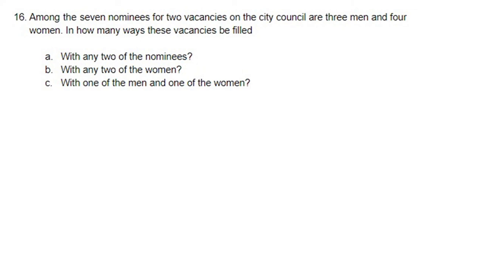Among the 7 nominees for 2 vacancies of the city councilor, 3 are men and 4 are women. In how many ways can the vacancies be filled with any 2 of the nominees, with any 2 of the women, and then with one of the men and one of the women? So, 7 yung ating kuhan. So, we have 2. 7 factorial over 2 factorial times (7 minus 2) factorial, we have 21 ways. Di ba?